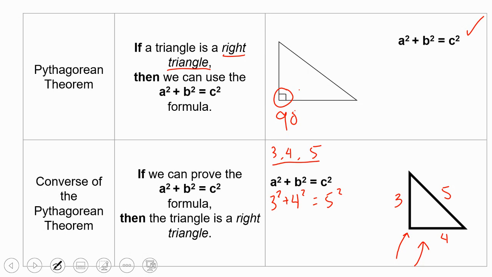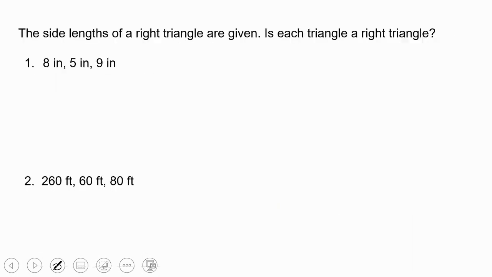So 3 times 3, that equals 9. 4 times 4, that is 16. And then 5 times 5, that is 25. So 9 plus 16, that is 25. And I can see that these two numbers are equal to each other. So if these two numbers are equal to each other, then yes, this triangle is a right triangle. So let's practice real quick.